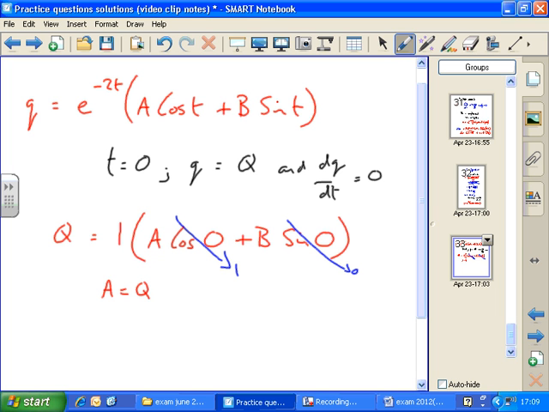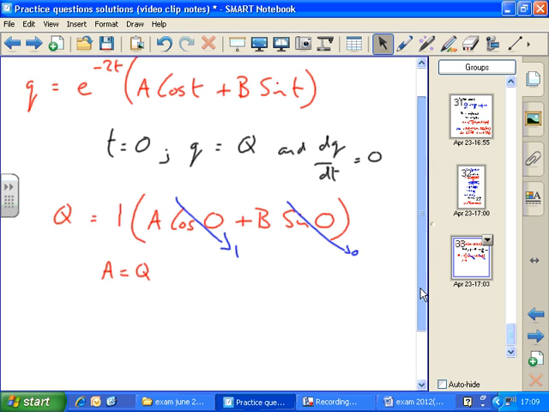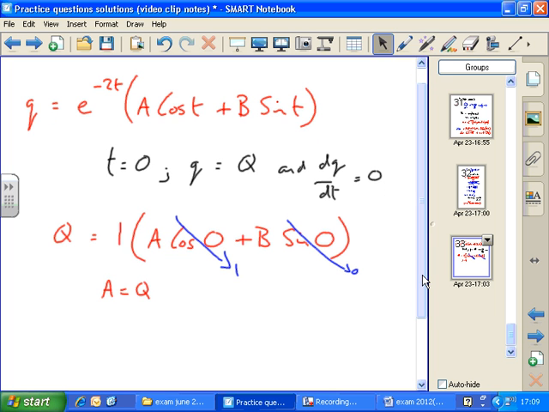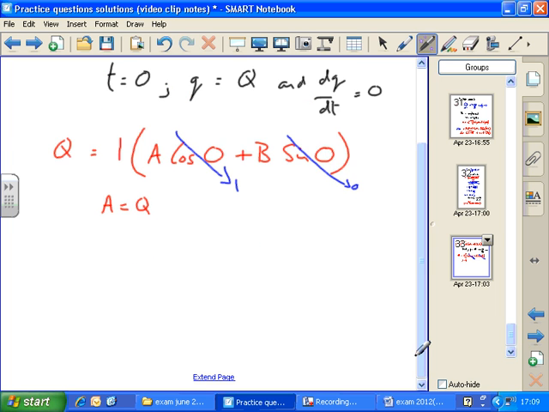So that's one of the constants found. To find the other constant, though, we need the other initial condition, dq by dt equals 0. So that means we have to take this general solution here and differentiate it. And we've got t, the variable, appearing more than once, so we need to use the product rule to do this. So have a go. And the solution follows.